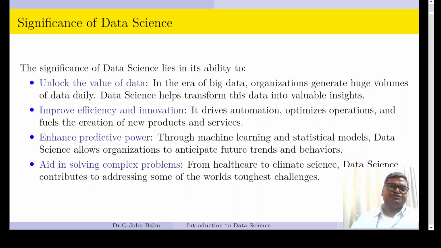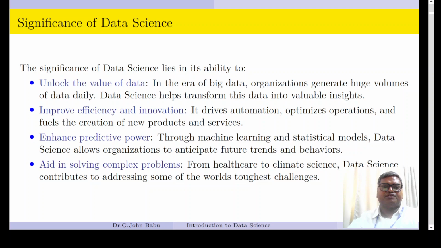Secondly, it improves efficiency and innovation. Because we have the data, we can automate things, we can optimize the operations, and we can create new products and new services based on the data.